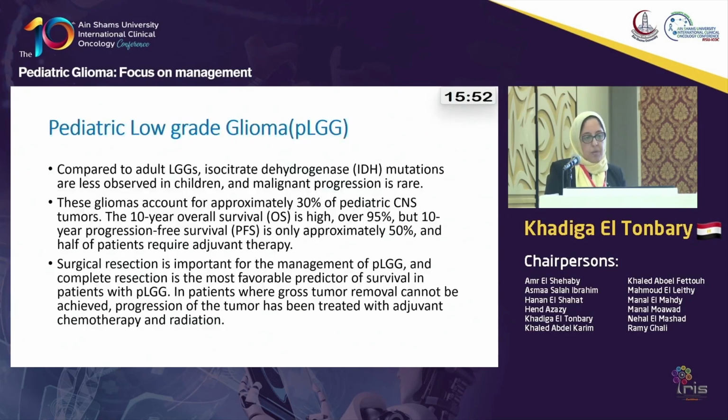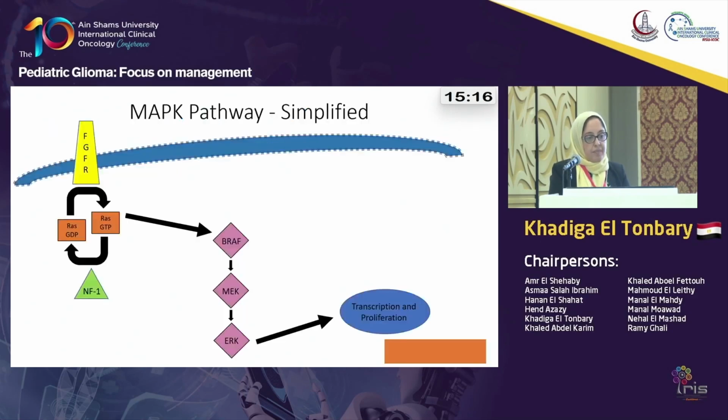We'll talk about the pediatric low-grade gliomas. Compared to adult low-grade gliomas, IDH mutations are less observed in children, and malignant progression is rare, with a 10-year overall survival of over 95%. But the 10-year progression-free survival is about 50%. Surgical resection, whenever feasible, is important for the management of pediatric low-grade glioma, and complete resection is the most favorable predictor of survival in patients with this type of malignancy.